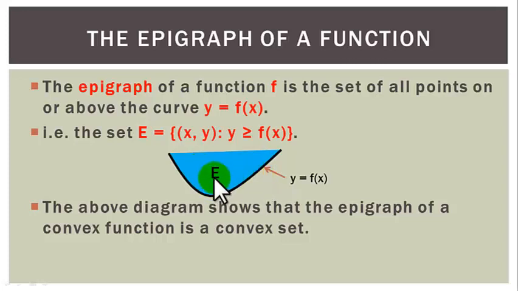Clearly, this set E is a convex set, because if you pick any 2 points here, the line segment joining the 2 points will still be within the set. So the epigraph of a convex function is a convex set.